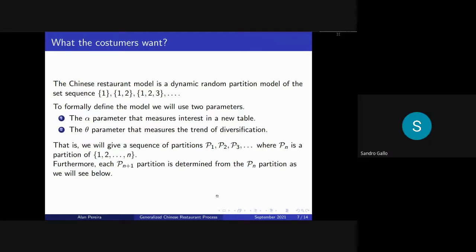I think it will be clearer later, but when you say alpha is a parameter that measures interest in a new table, does it mean that the larger alpha is, the larger the interest in taking a non-occupied table? I would say the larger alpha is, the more diversification. And theta, it seems to me, would quantify how much people want to go to other tables. But is it something intuitive like that?